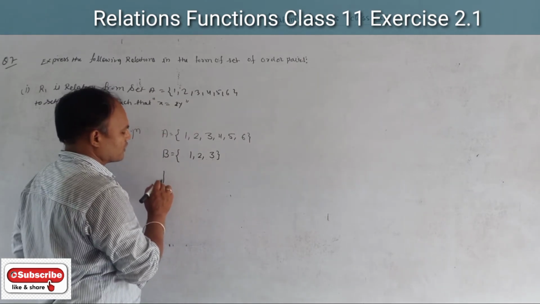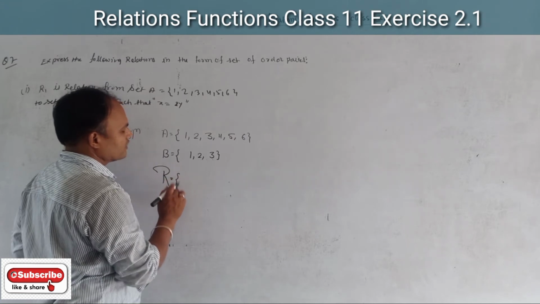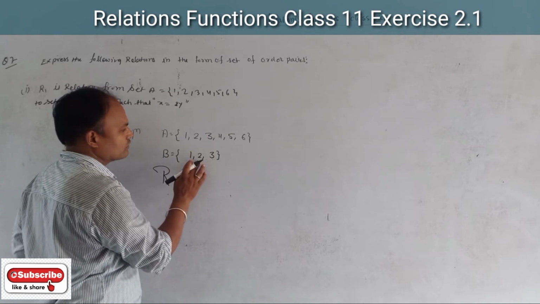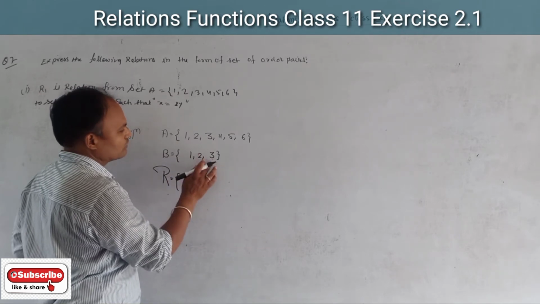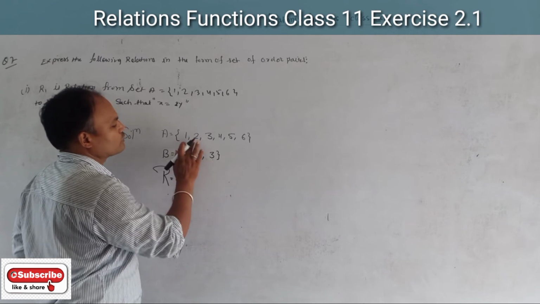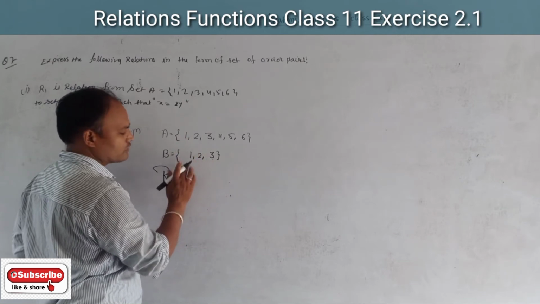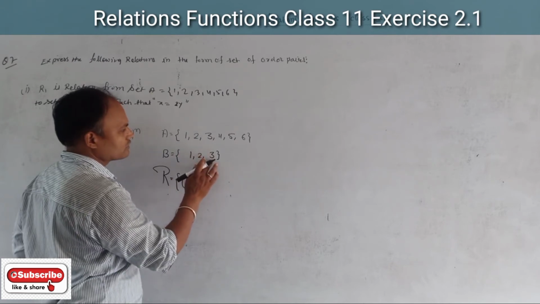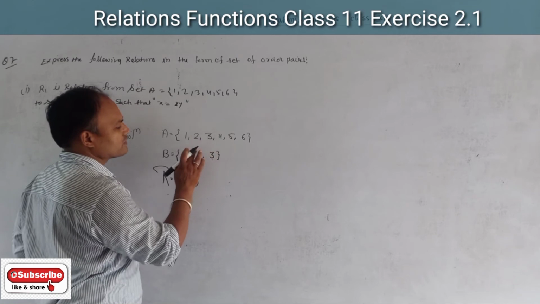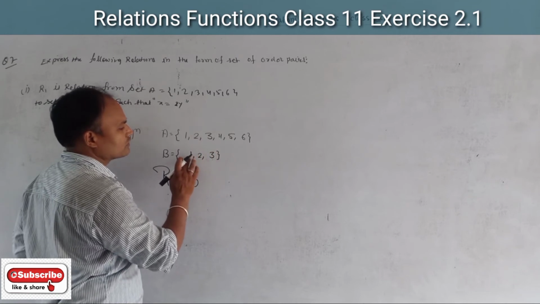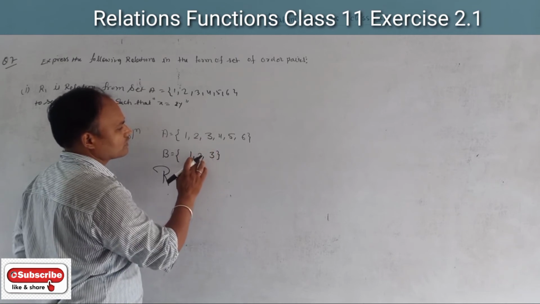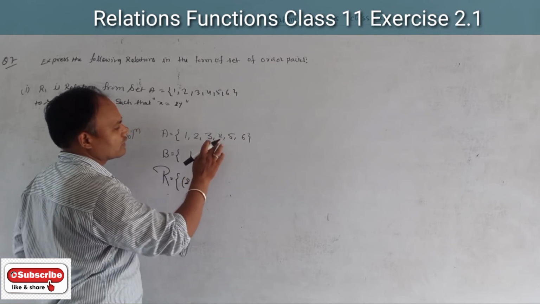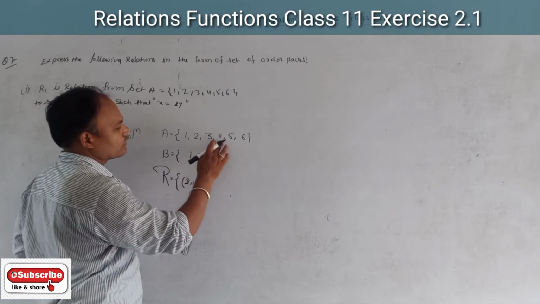Now I am going to write. Is 1 double of 1? No. 1 is double of 2? No. 1 is double of 3? No. Okay, it is clear. 2 is double of 1? Yeah, of course. We can write (2, 1). 2 is double of 3? No. 3 is double of 1? No. 3 is double of 2? No. 3 is double of 3? No. Okay. 4 is double of 1? No. 4 is double of 2?